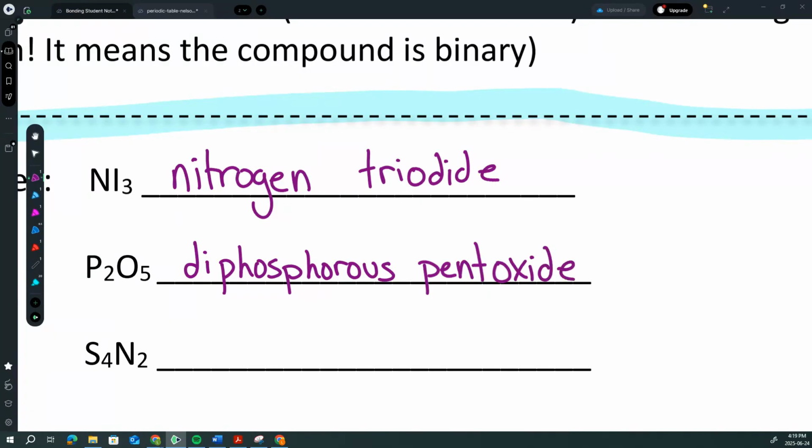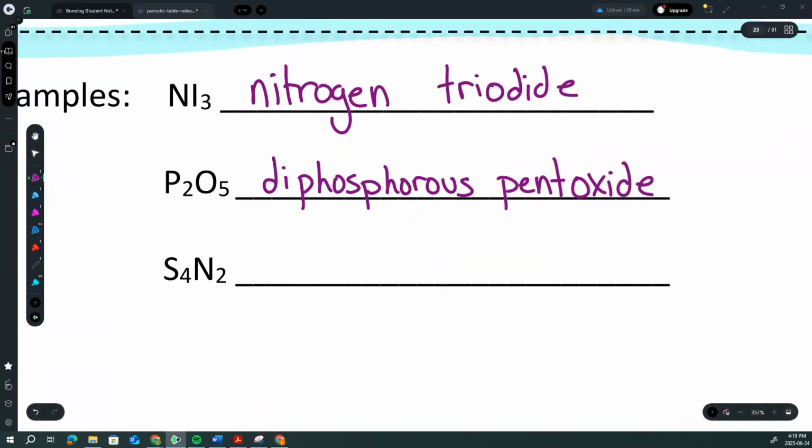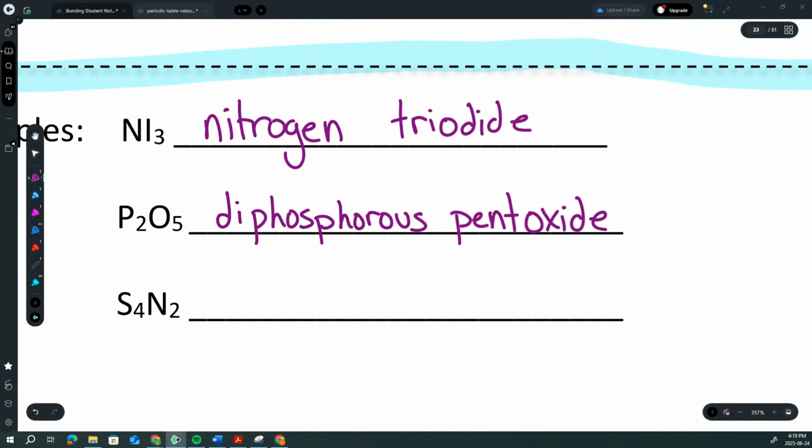Typically, you go with the spelling that rolls off your tongue a bit more easily. Okay. Now, if you wrote pentaoxide, would I dock marks? No, but I'd be writing this as pentoxide.